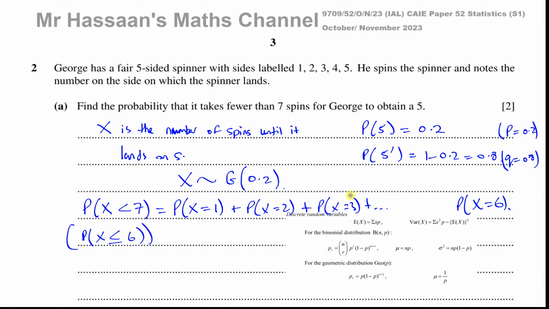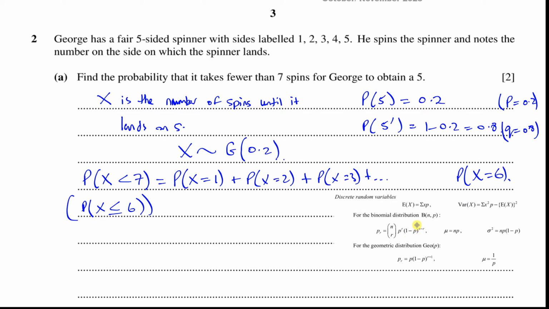So here we have the formula for geometric distributions. One of the formulas that we have, for the probability of a particular number of throws or spins, is the probability of success times the probability of failure to the power of r minus 1. So basically, the probability of success happens once, and the probability of failure is for all the times before that.